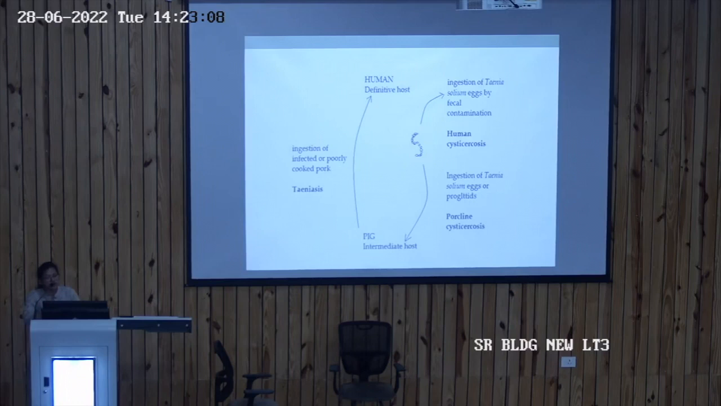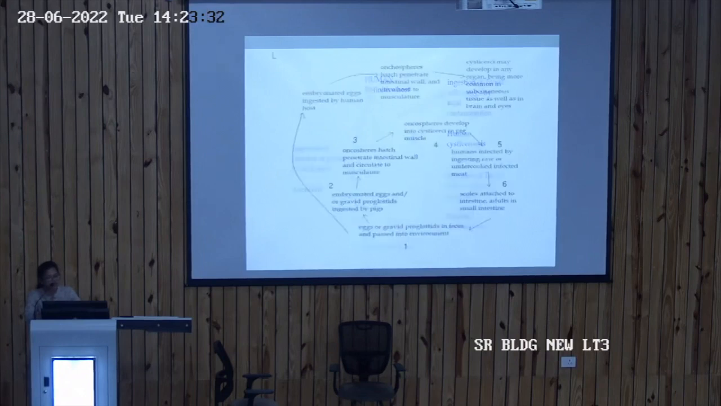Okay, and cysticercosis can develop in pigs and humans. Human cysticercosis is caused by ingestion of Taenia solium eggs by fecal contamination, and porcine cysticercosis is also caused by ingestion of Taenia solium eggs or proglottids. Okay. So that was teniasis and cysticercosis.